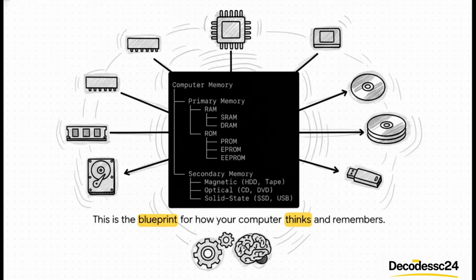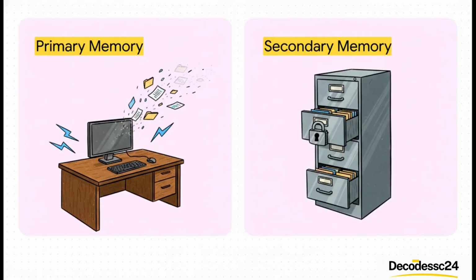And here it is. This is our blueprint, our map for today. It's called the computer memory hierarchy. Now, I know, it might look a little complex at first glance, but just think of it like a family tree. I promise, by the end of this, you're going to know exactly who's who and what their specific job is. So at the very highest level, memory is split into two big camps.